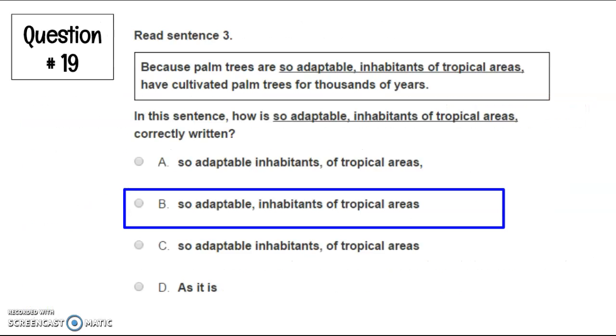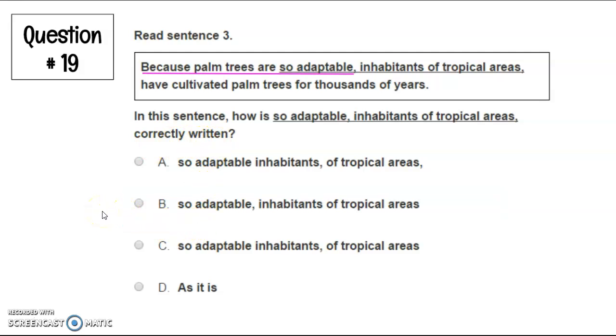Okay, question 19. Because palm trees are so adaptable, inhabitants of tropical areas have cultivated palm trees for thousands of years. In this sentence, how is so adaptable inhabitants of tropical areas correctly written? So the answer is B. Let's take a look at why. Okay, because palm trees are so adaptable. This is a dependent clause. It's not a complete thought because it has this because in there.